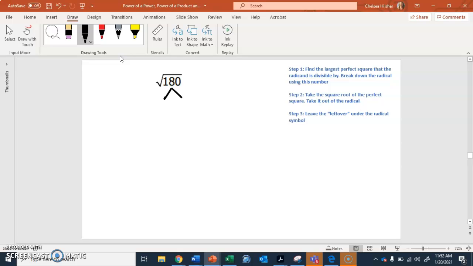My largest perfect square for 180 will be radical 36 times radical 5. 36 times 5 does give me 180. Radical 36 is going to be a perfect square. If I took the square root of 36, it will give me a simplified term of 6. Can I simplify radical 5? Radical 5 cannot be simplified, so it gets brought down. And my final answer here for radical 180 is 6 radical 5.